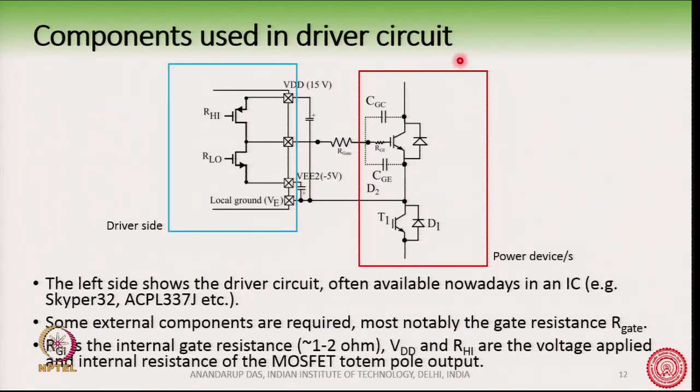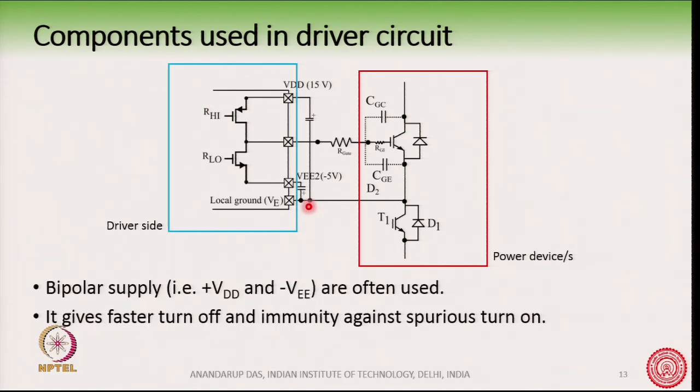So, this red box here is inside the power device. You will see here there is an internal gate resistance of about 1 to 2 ohm, and for the driver side we have a VDD of 15 volt. There is a 15 volt VDD, and also there is a minus 5 volt at the bottom. Why minus 5 volt? We will discuss in detail at some point of time. You will understand the gate driver.